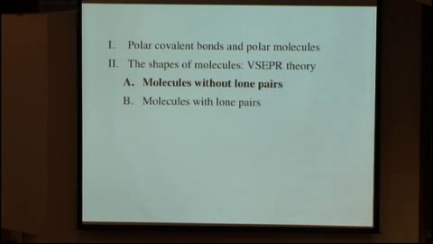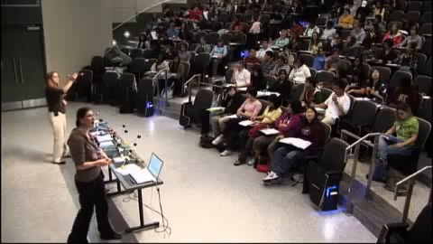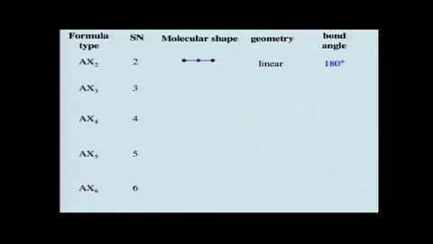So let's go ahead and look at some of these VSEPR examples, and Professor Drennan is going to help demonstrate what some of these are with some models here. So the first case we're going to talk about is without any lone pairs. This is the most straightforward case. And our first case is AX2, which is going to have a linear shape. And that will have a bond angle of 180 degrees.